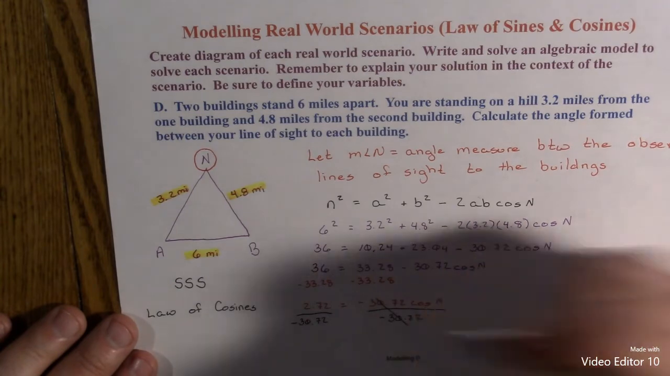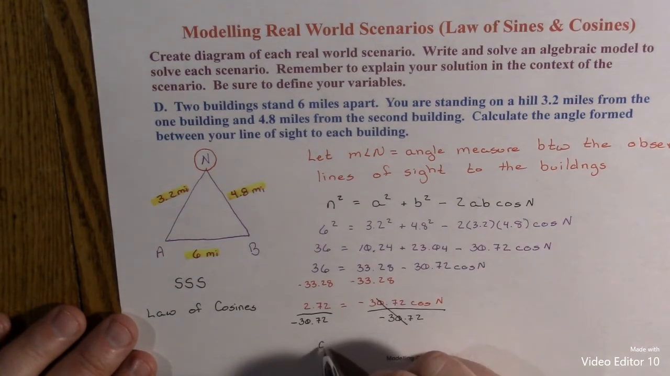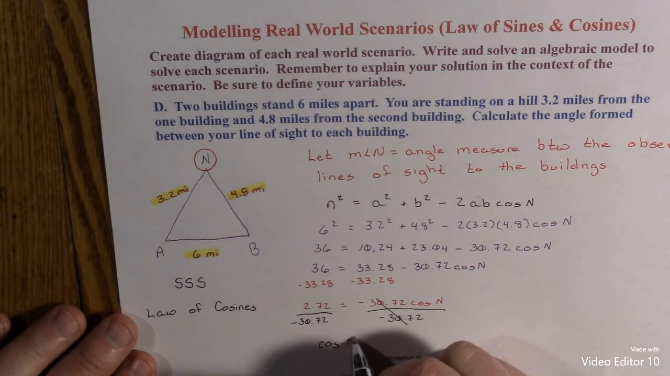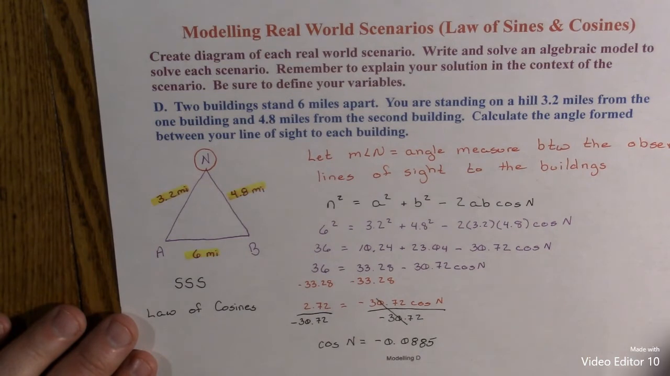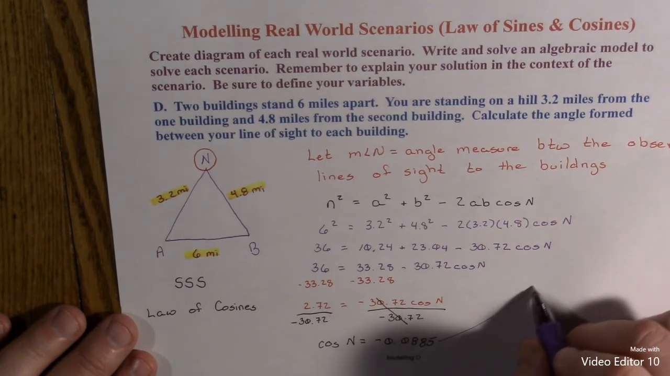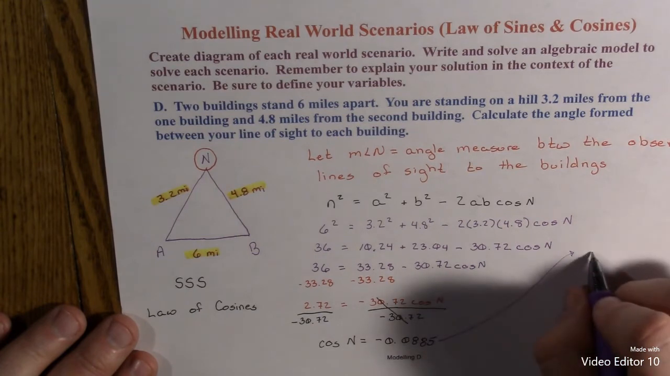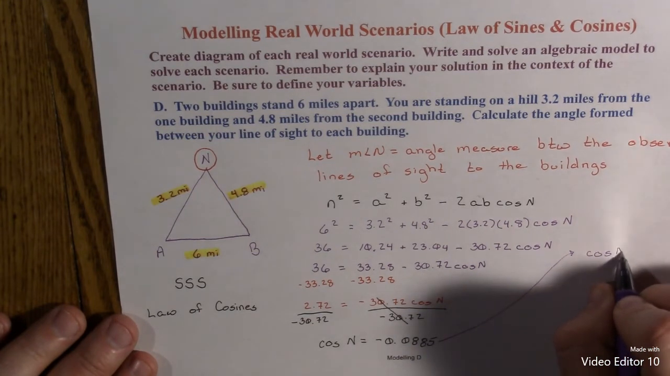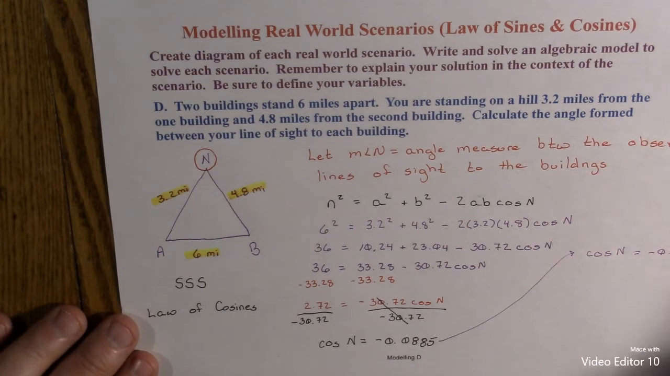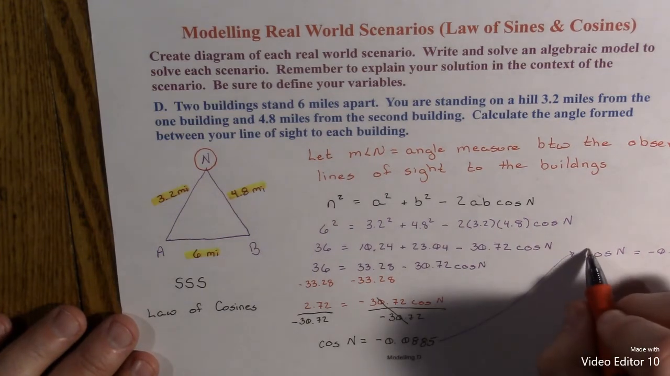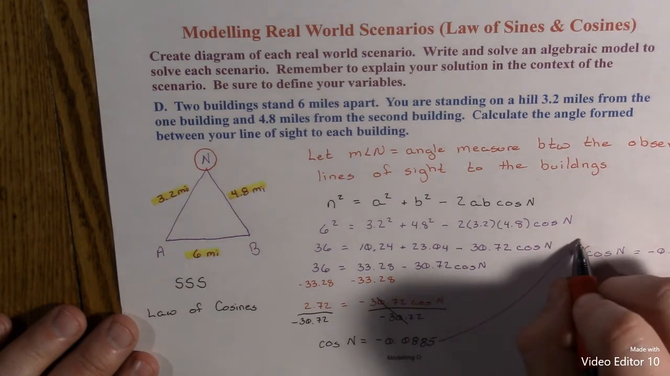So the constants on the right-hand side cancel out, leaving us the cosine of N is equal to approximately negative 0.0885. Now just to have some room, we're going to go ahead and move this up, and we'll look at it from up here. So we have the cosine of N is equal to negative 0.0885. Now, in order to get N by itself, we have to clear the cosine, which we'll do using an inverse ratio, in this case, arc cosine.